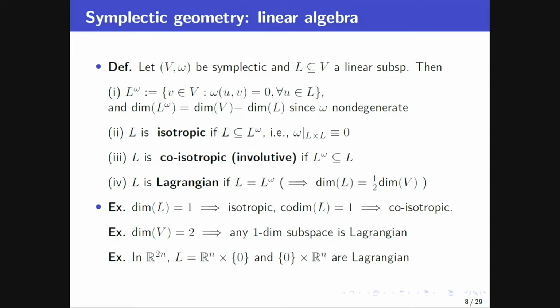Some examples: any dimension 1 subspace is isotropic because omega of v, v is 0. Codimension 1, it must be coisotropic. We're going to see a very nice proof here in lecture 3 using the Hamiltonian vector fields. It's simple with the Hamiltonian vector fields. In a dimension 2 space, any one-dimensional subspace is Lagrangian because it's isotropic and coisotropic. Other examples are R^2n, R^n cross 0, or 0 cross R^n. Again, these are Lagrangians. Okay?